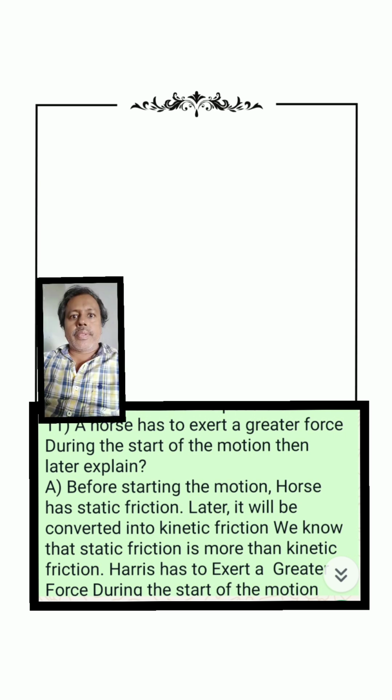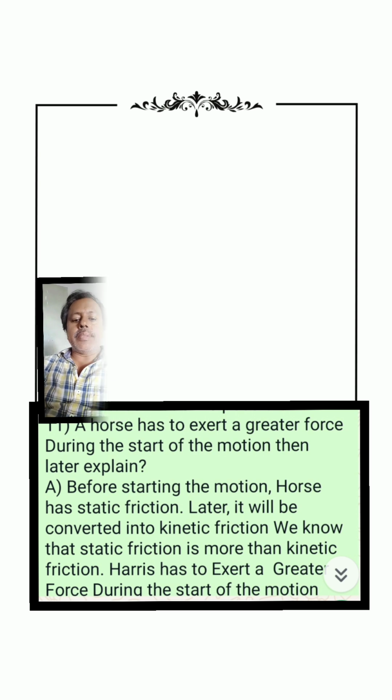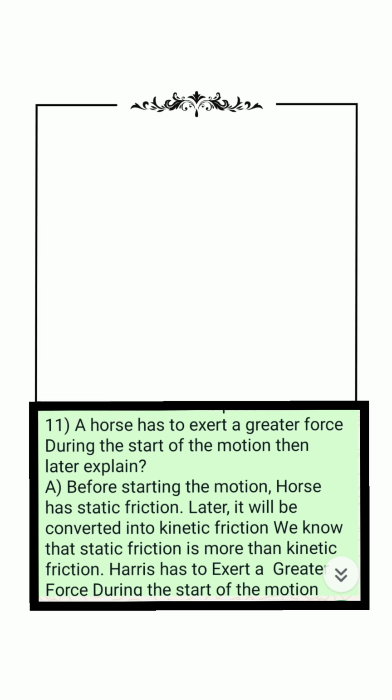11. A horse has to exert a greater force during the start of the motion than later. Explain. A. Before starting the motion, the horse has static friction. Later, it will be converted into kinetic friction. We know that static friction is more than kinetic friction. Hence the horse has to exert a greater force during the start of the motion than later.